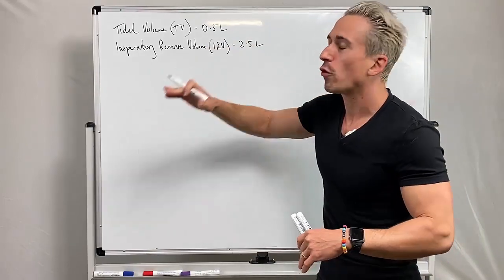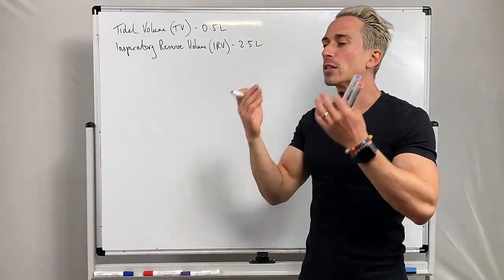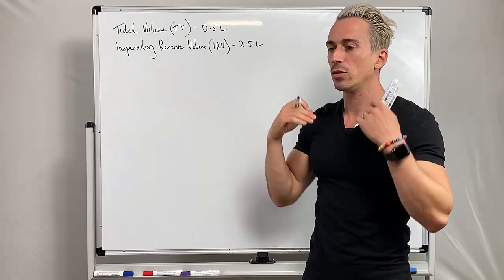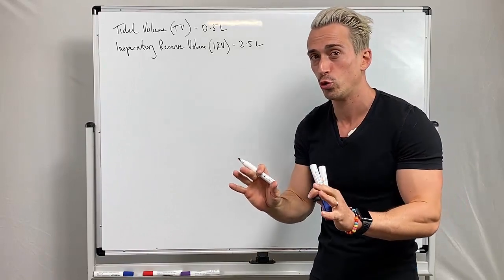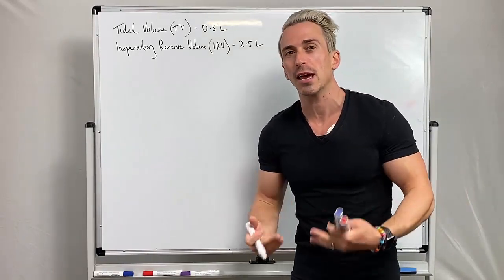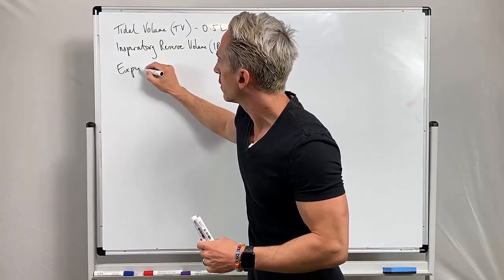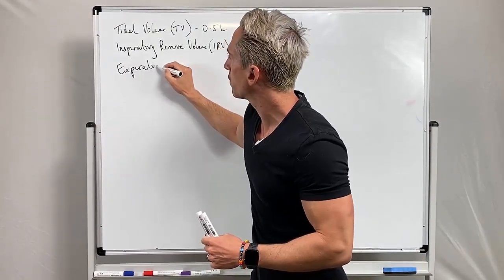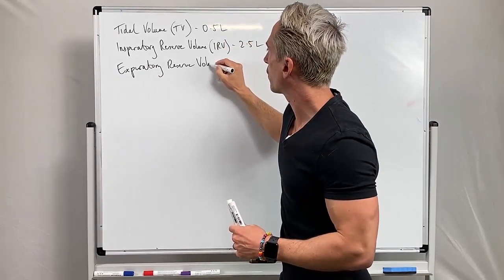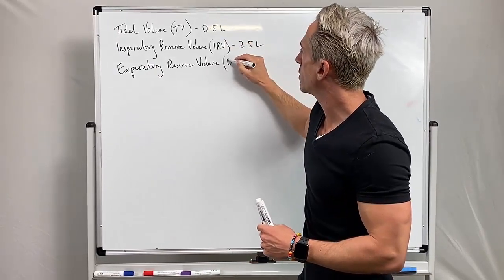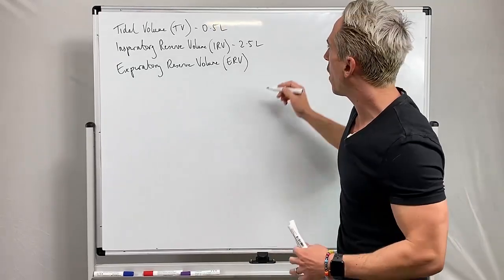Now we can forcefully exhale air on top of that tidal volume, right? So we have that small quiet breath out of half a litre, but then we can forcefully exhale more air until it feels as though there's nothing left. That is our expiratory reserve volume. Also known as our ERV. And that is around about 1.5 litres.